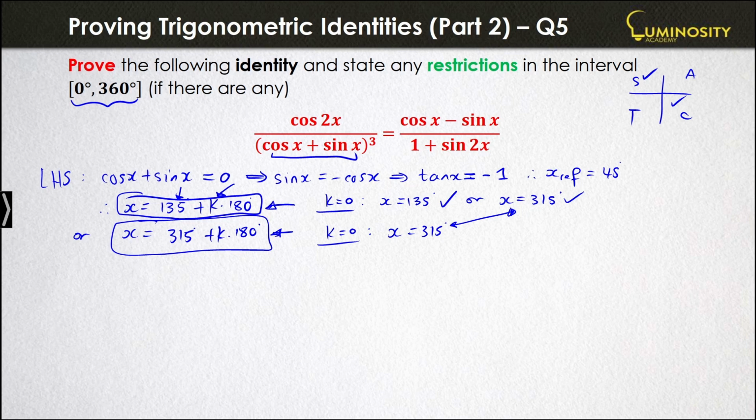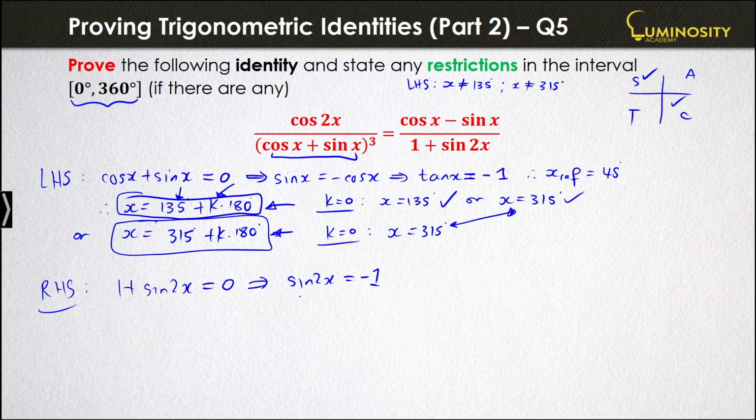So the restrictions for the left-hand side are x cannot equal 135 degrees and x cannot equal 315 degrees. That also works for the right-hand side, because if you put those values in, you should also get undefined values. And we can see that for the right-hand side, the denominator is 1 plus sine 2x. So when that's equal to 0, that'll give us the restrictions. So if we solve sine 2x equals negative 1, that's a trigonometric equation we can solve.